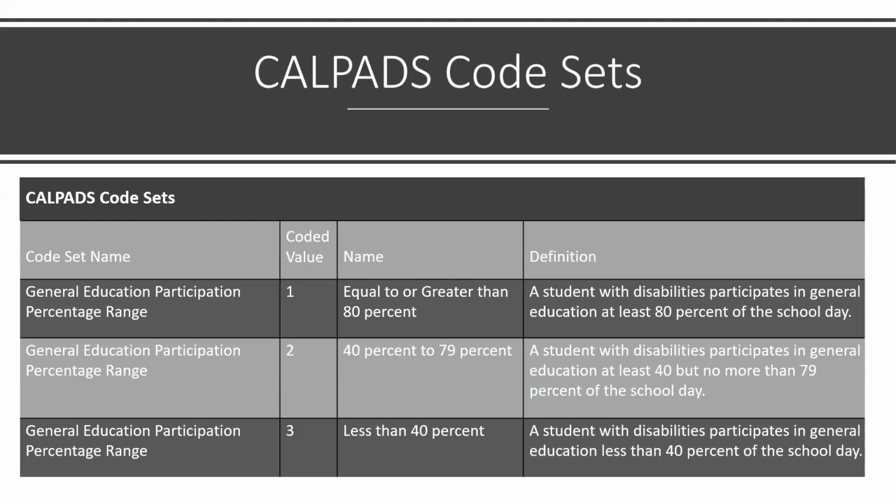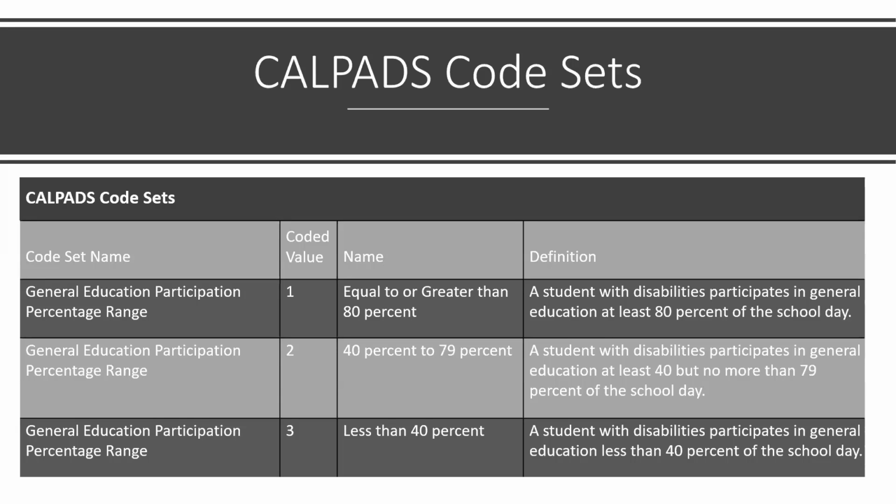And then we have the CALPADS code set, as we were referred to from the CFS. This tells us the values that would be applicable in that field. You see the codes are 1, 2, and 3, and the description of what those codes represent is in the name: equal to or greater than 80%, between 40% and 79%, less than 40%. And then the definition: a student with disabilities participates in general education at least 80% of the school day.